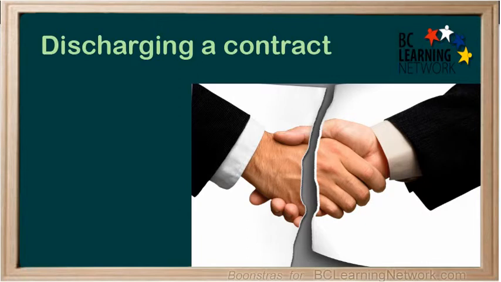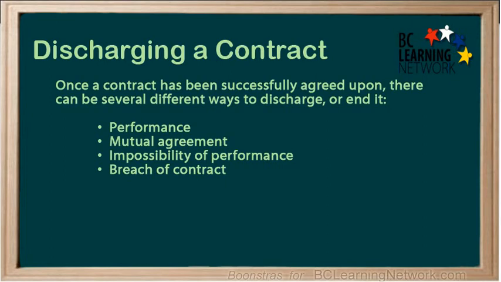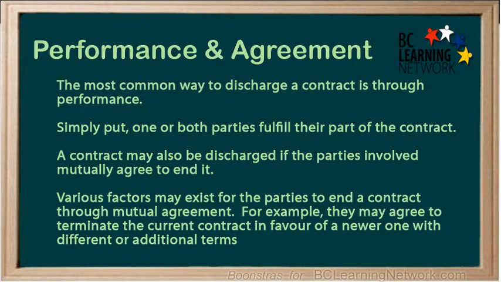A contract can be discharged in a number of ways. Once a contract has been successfully agreed upon, there can be several different ways to discharge it, or to end it. Performance, mutual agreement, impossibility of performance, and breach of contract. The most common way to discharge a contract is through performance. Simply put, one or more parties fulfill their part of the contract.